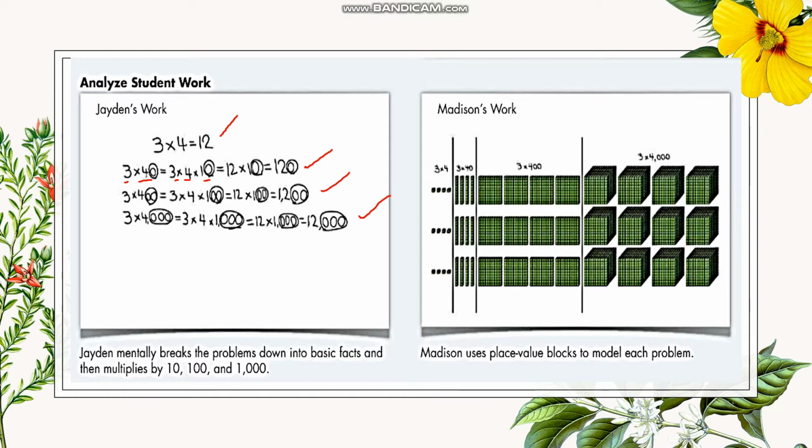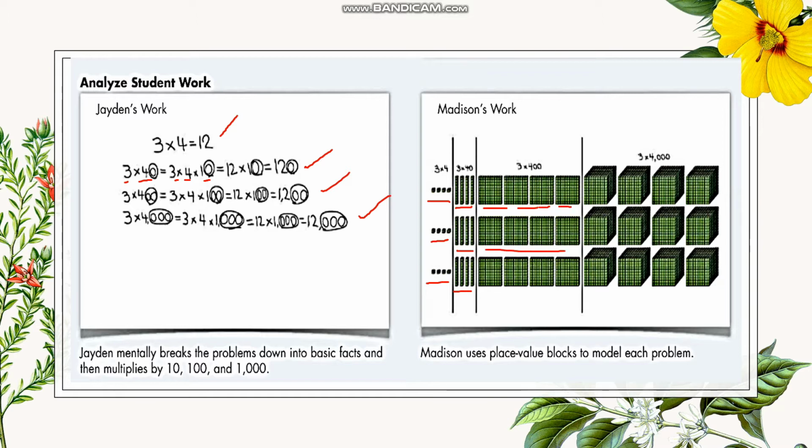But for Madison's work, Madison uses place value blocks to model each problem. Just like 3 multiplied by 4, 3 groups of 4. So this is the first group of 4, the second group of 4, and third group of 4. When you add all of this, that is equivalent to 12. The same thing, 3 multiplied by 40, 3 groups of 40. So this is 40, 40, and 40. That's why 120.